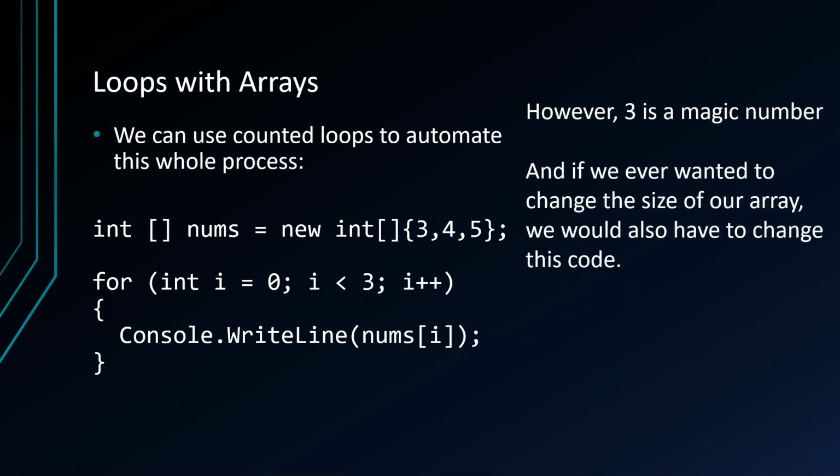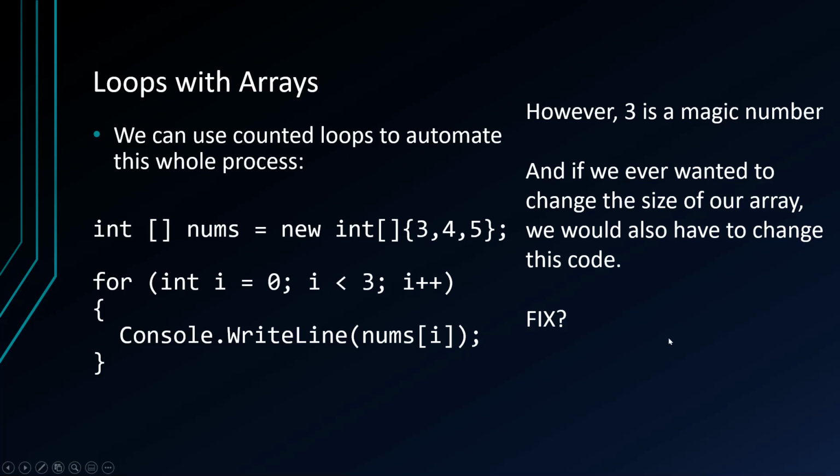Let's keep going with this. So that 3, it's a magic number. We don't like that. It's a magic number because that 3 actually represents something. It represents how many elements there are in the array. And if we ever wanted to change the size of our array, we would actually have to modify this code. That's nothing we want to do. So how do we fix this situation? Do you know? I hope you do. I hope you figured that out by now.